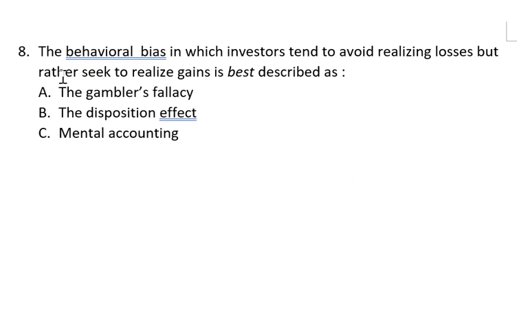Question 8. The behavioral bias in which investors tend to avoid realizing losses but rather seek to realize gains is best described as A. The gambler's fallacy. B. The disposition effect. C. Mental accounting. The behavioral bias in which investors tend to avoid realizing losses but rather seek to realize gains is the disposition effect. The answer is B.